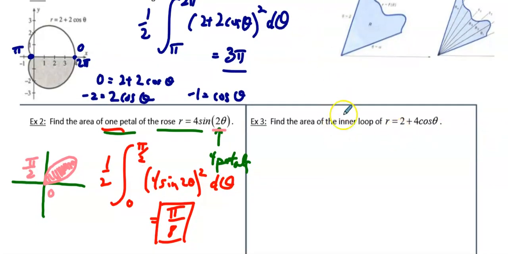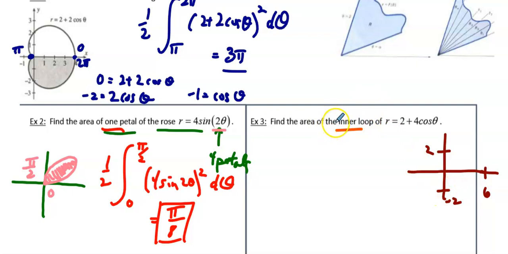The next example we're going to do is find the area of the inner loop. So now we're going to look at the inner loop of our graph for 2 plus 4 cosine of theta. It's really helpful, guys, I think, to sketch the graph and see what's going on with it. So if we look at this again, it's cosine, and it's positive cosine, so we're going to be over here. If we add 2 plus 4, we're going to get to 6. I also know that this 2 right here is going to give me 2 and negative 2. I know that I'm going to be up 2 here, down 2 here.